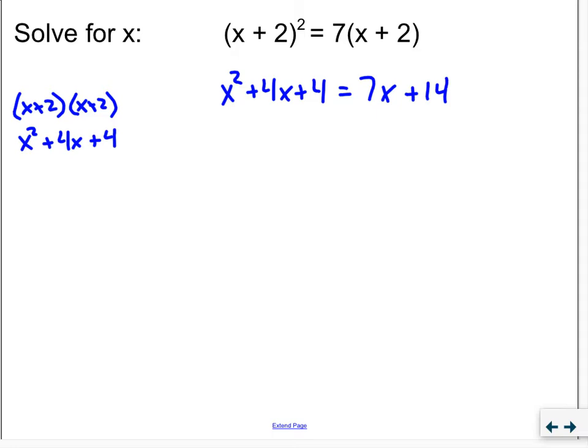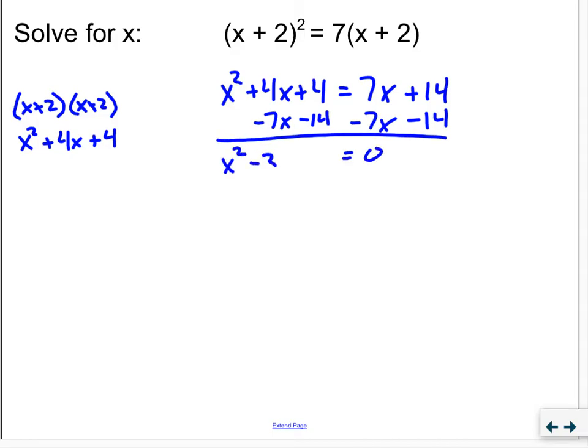Hey, this should look familiar now. Set equal to 0 and factor it. Keep my x squared positive. So now we're getting x squared minus 3x minus 10 equals 0. When we factor that, it's going to factor to x minus 5 times x plus 2. Remember, the 5 times 2 gives us the 10, and it also gives us the negative 3.